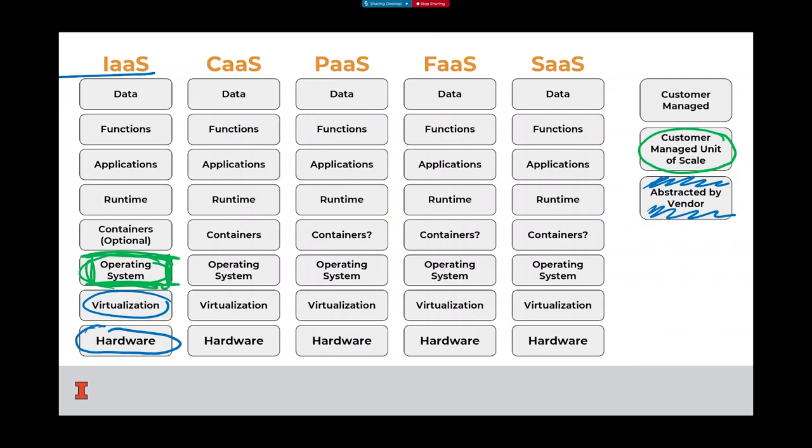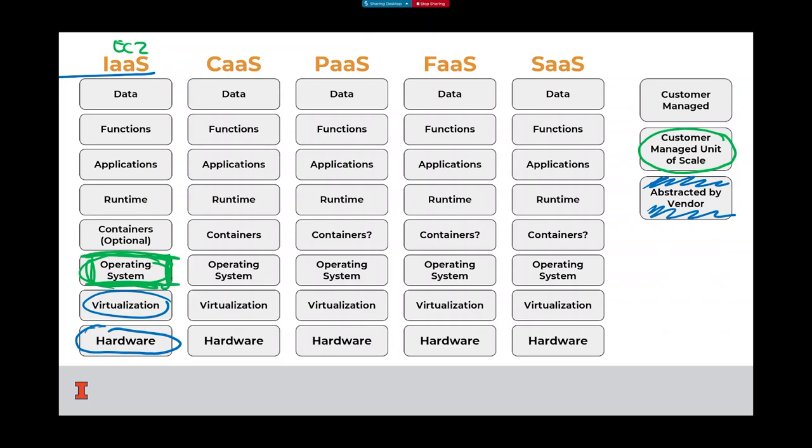And because you're managing the operating system, you get to decide everything else on top of that. You can decide what programs are running on the operating system. You have a lot of freedom and flexibility here. All you do is choose the operating system. Amazon creates that operating system and gives you a box with a default install of it when you're getting infrastructure as a service. EC2 is the Amazon product here.